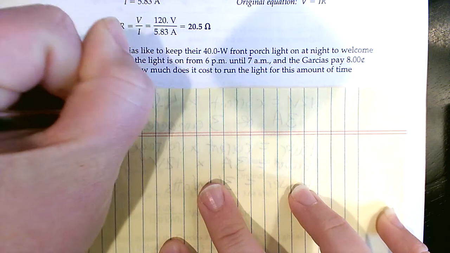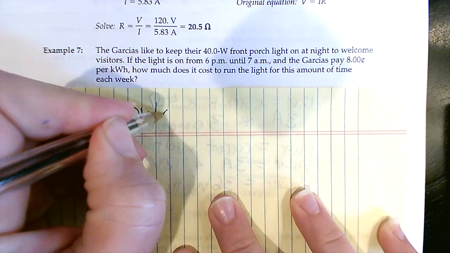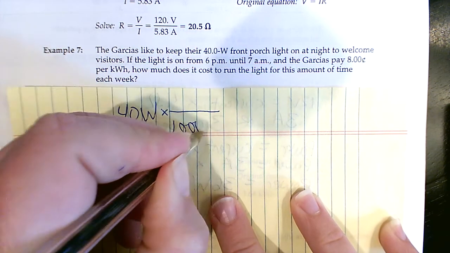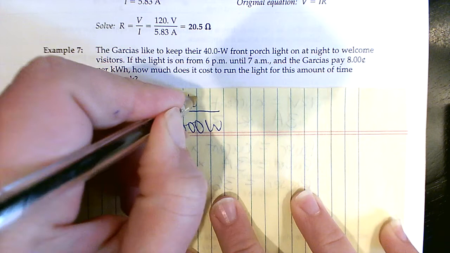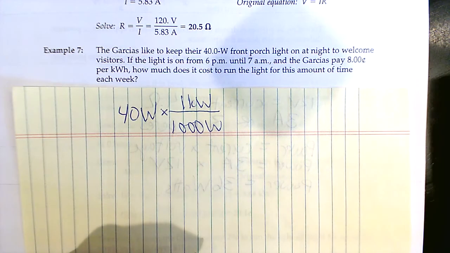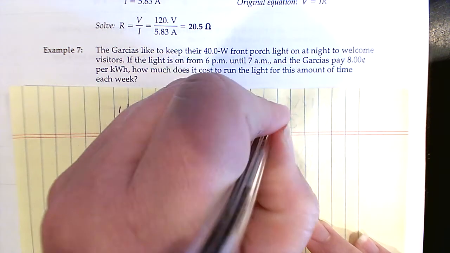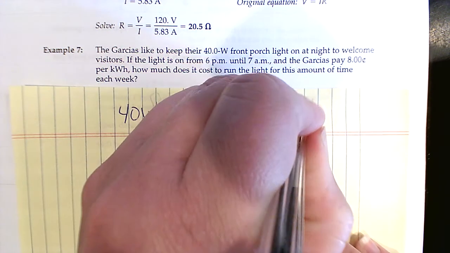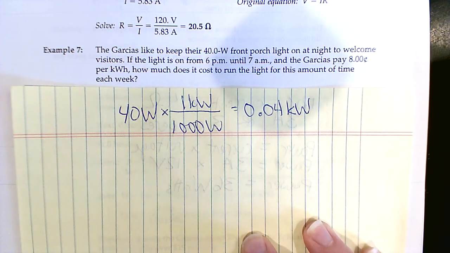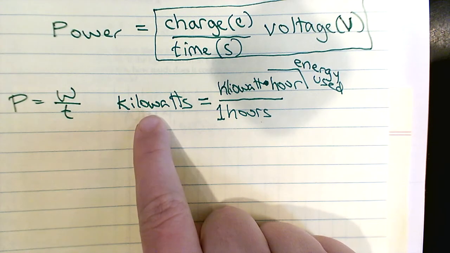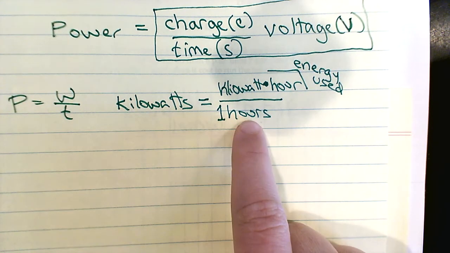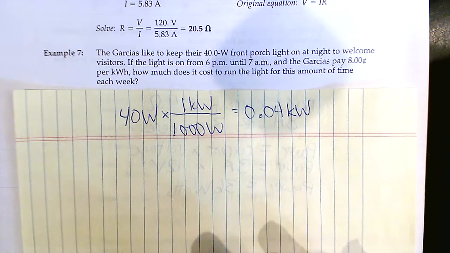First thing I'm going to do is go from watts to kilowatts. Right? So there's 1,000 watts in a kilowatt. So 40 divided by 1,000 would give us 0.04 kilowatts. Okay, so now we know the amount of kilowatts.